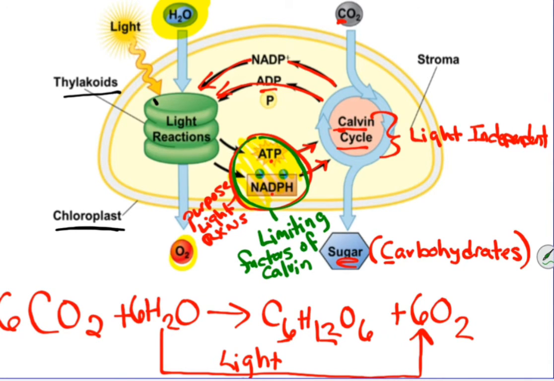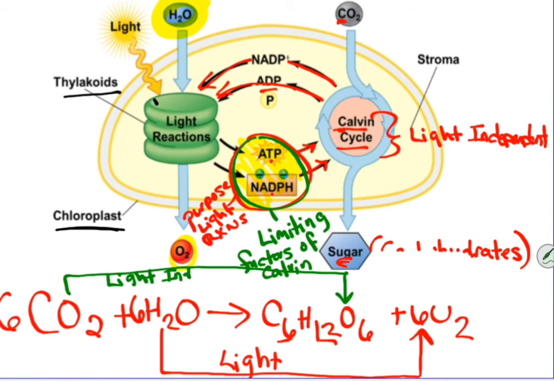But let's come back to the bottom of our equation. CO2 is the reactant of the Calvin cycle, the light independent reactions, and the product is glucose. So this is what's happening in the light independent reactions. And again, you need to be able to recognize that as the light independent reactions or as the Calvin cycle. They'll be called either one in practice problems and when you're reading about it.